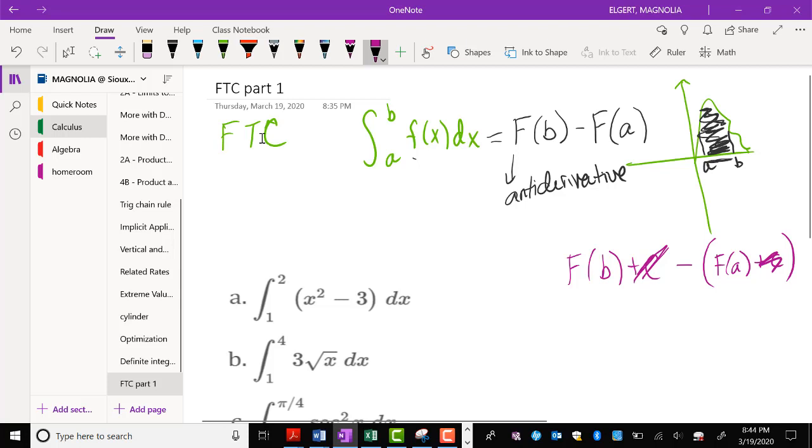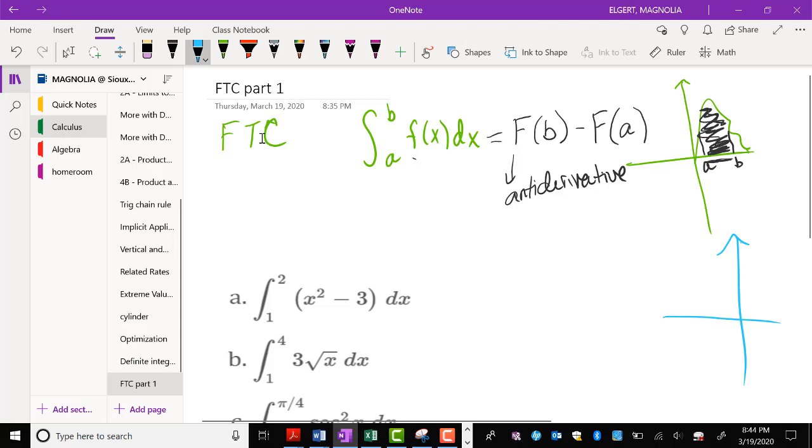All right, so let's try it. Let's try some. So we are going to figure out the area under this function, x squared minus 3. This function is a parabola. -3 is its y-intercept. It looks like this. And we're going from 1 to 2. So how are we going to do that using the fundamental theorem? Well, we'll give it a try here.